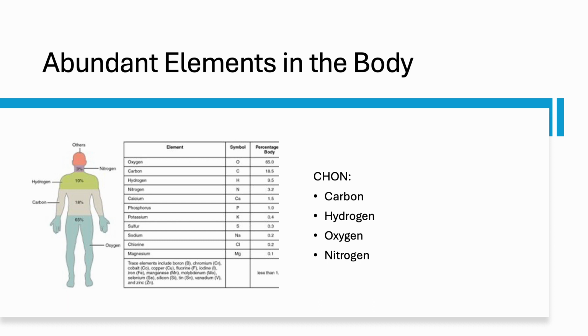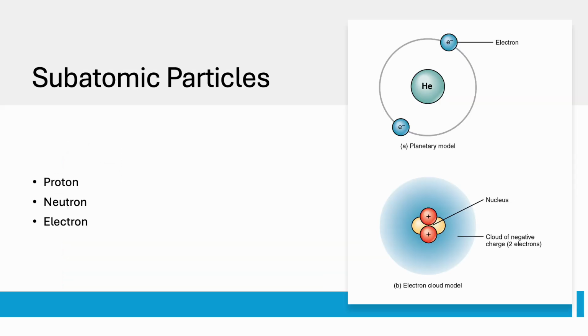The 4 most abundant elements in the body include carbon, hydrogen, oxygen, and nitrogen, which can be shortened as CHON to remember. And the 3 subatomic particles are proton, neutron, and electron, which atoms are made up of all of these.